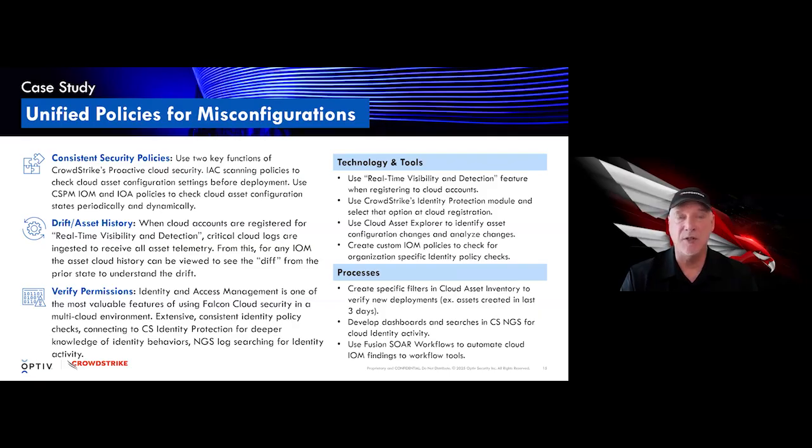This is anomaly behavior that we've learned from the behavior of that particular identity. And once again, from the platform approach, you have Next-Gen SIEM for the integration of the features and functionality. So on the right-hand side, these are the tactical steps, just a few of them, in regards to having that ability within your cloud environments to use real-time visibility detection, because that gets you the behavioral information, gets you the asset history information using the identity protection module.